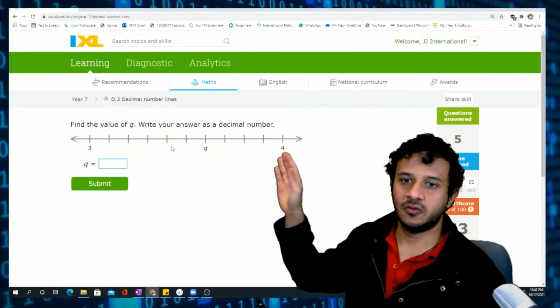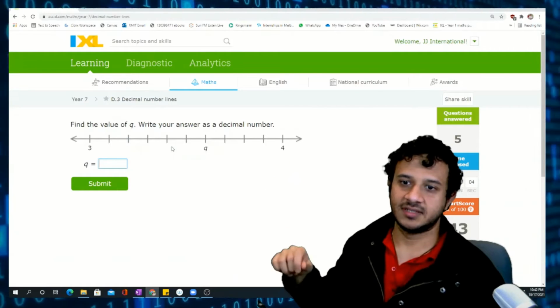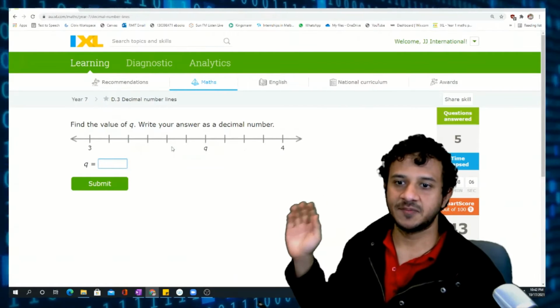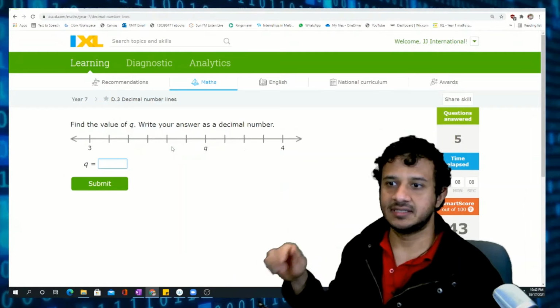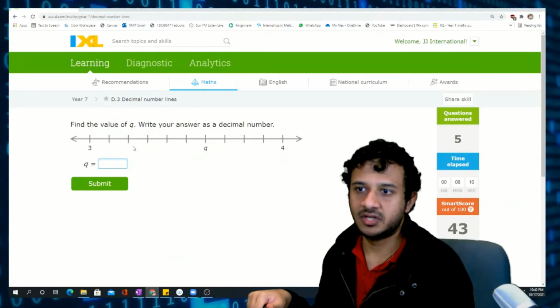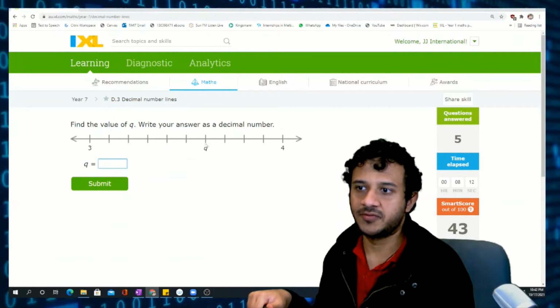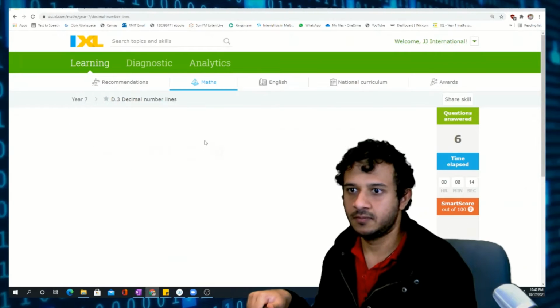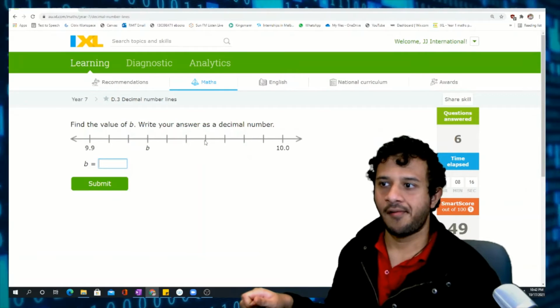Then 3 to 4, if we count up, there's a difference of 1. There are 10 gaps. 1 divided by 10 is 0.1. 3.1, 3.2, 3.3, 3.4, 3.5, 3.6. Okay.